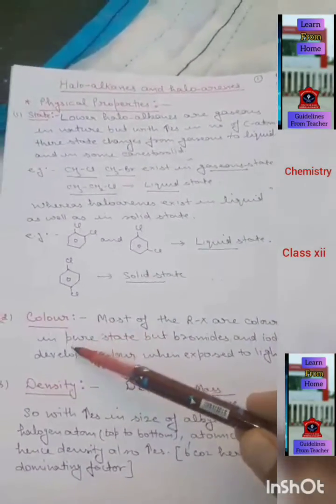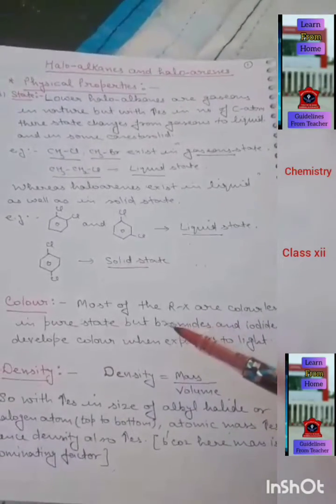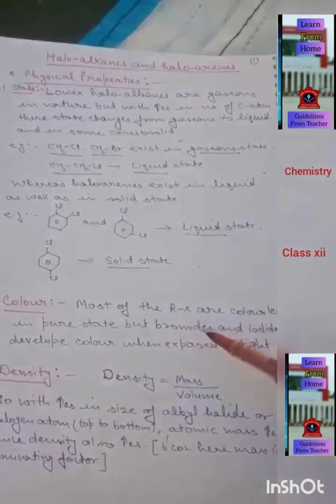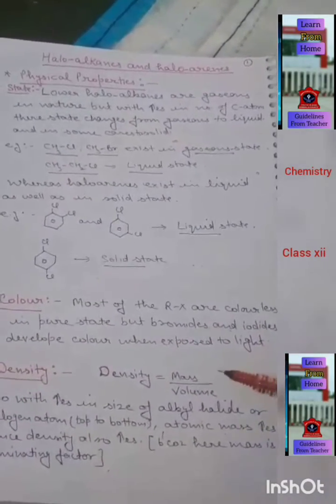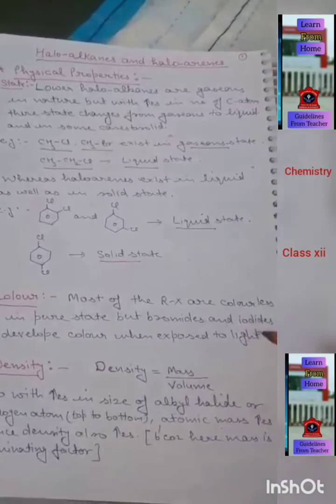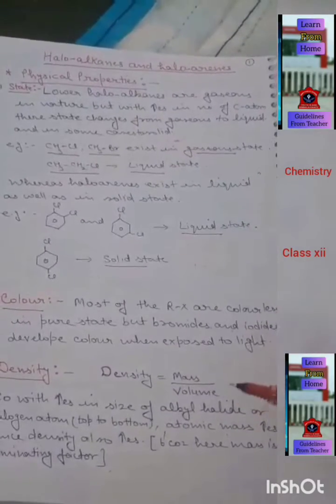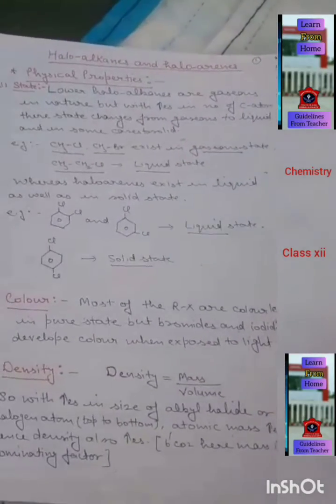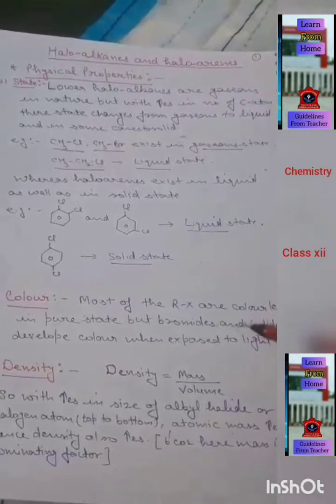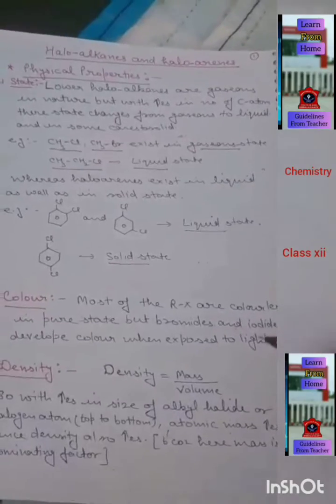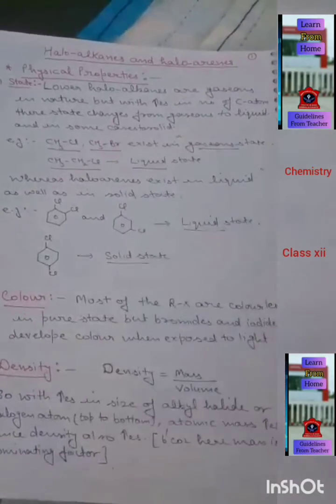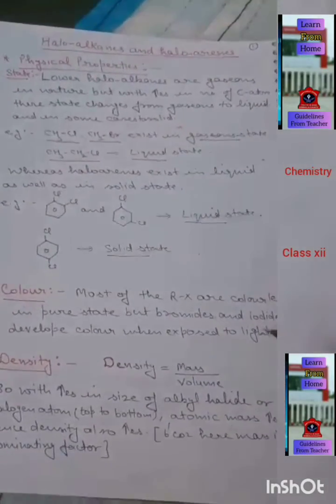Second, color. Most of the alkyl halides are colorless in nature, but bromides and iodides develop color when they are exposed to light, because in some cases we need some ionization energy to excite their electrons. So in case of bromide and iodide, their ionization energy is lower, so they excite their electrons and show color when they are exposed to light.